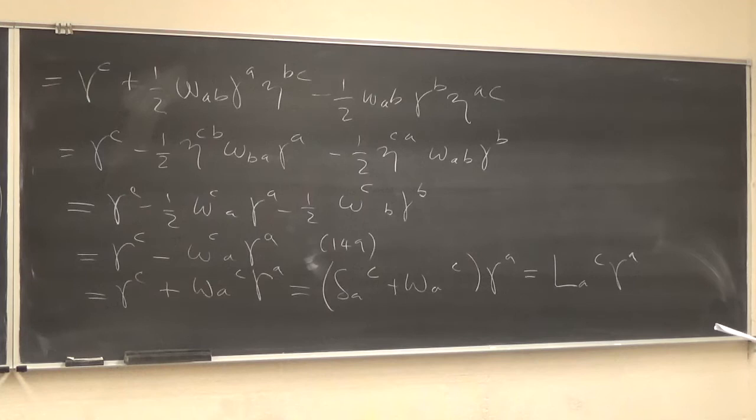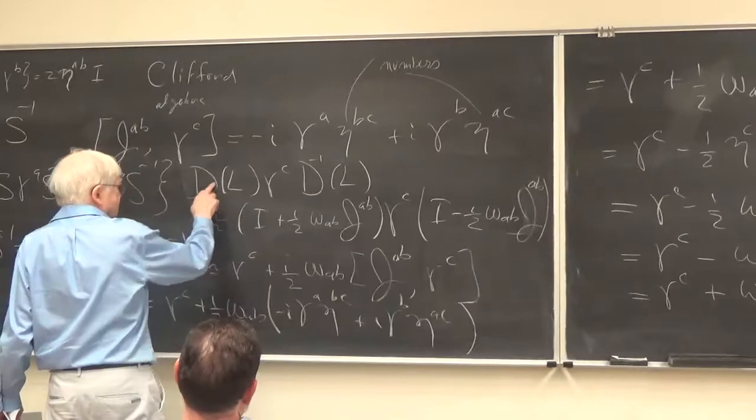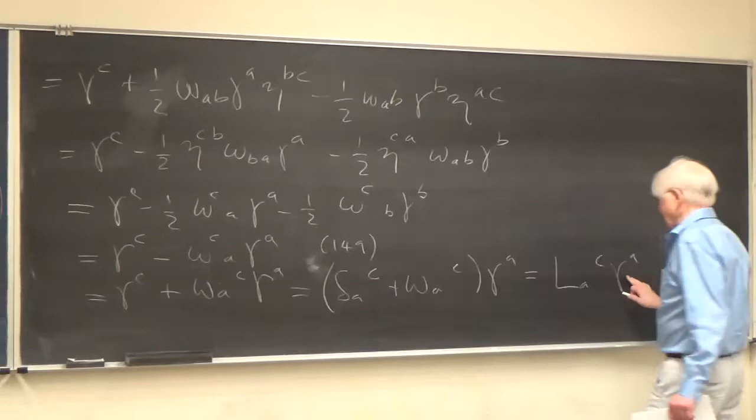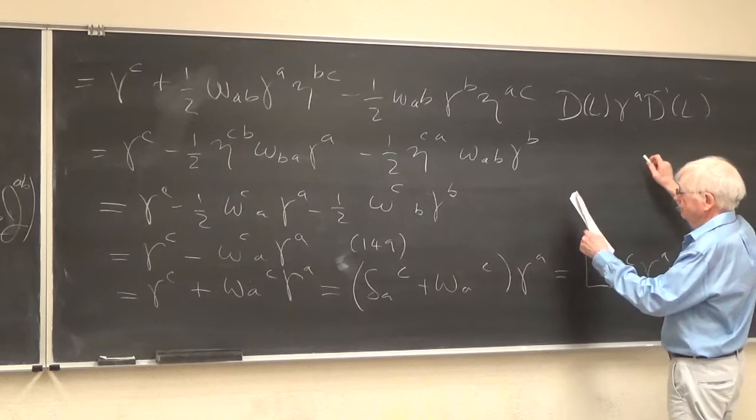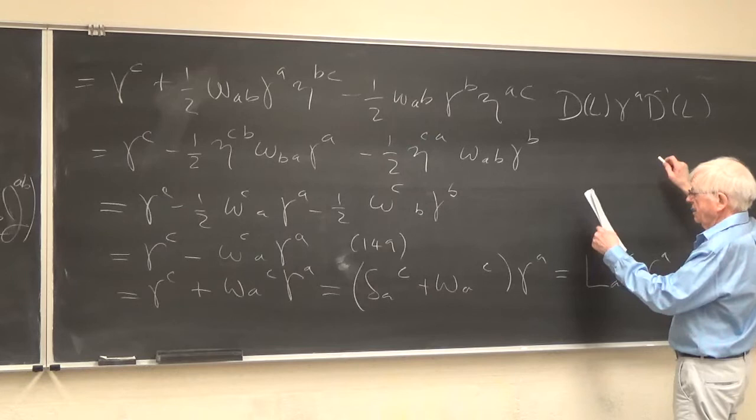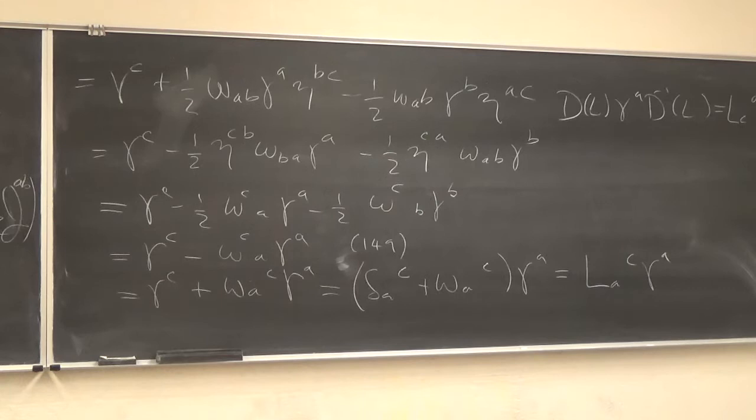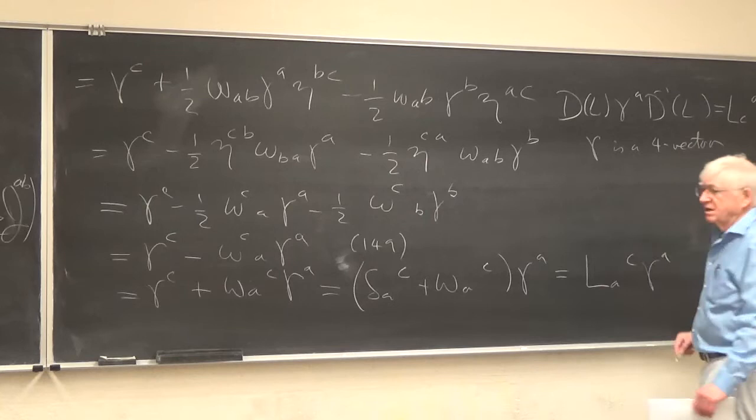So what does this mean? What we've got here is, for L near the identity, the matrix that represents that Lorentz transformation times gamma C D inverse is L AC gamma A. The finite form of that is D of L gamma A D inverse of L. The finite form looks just like the infinitesimal form. So what we are saying here is that gamma transforms as a four-vector.